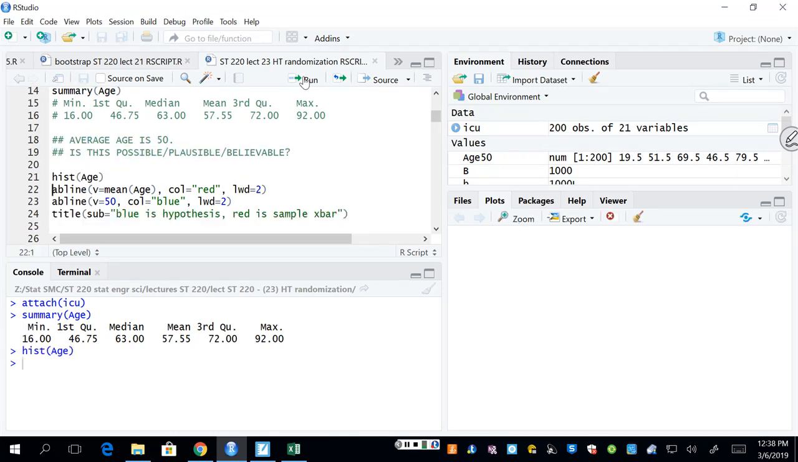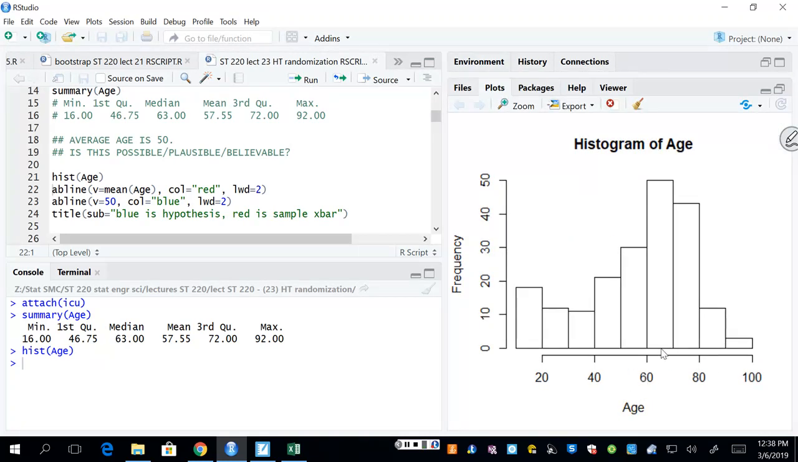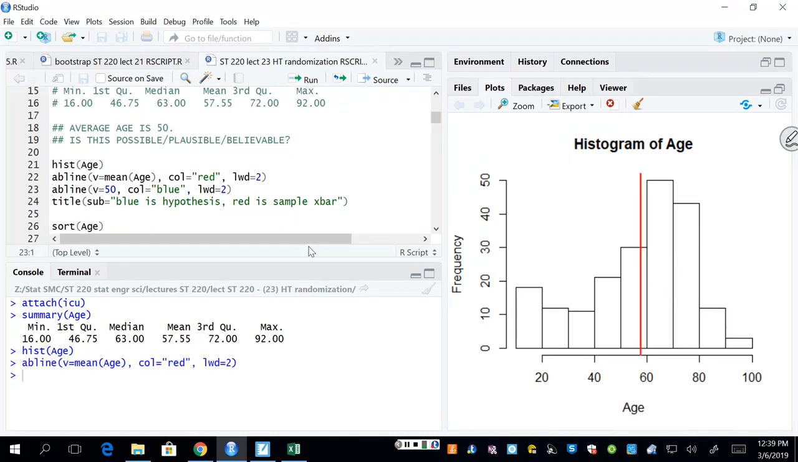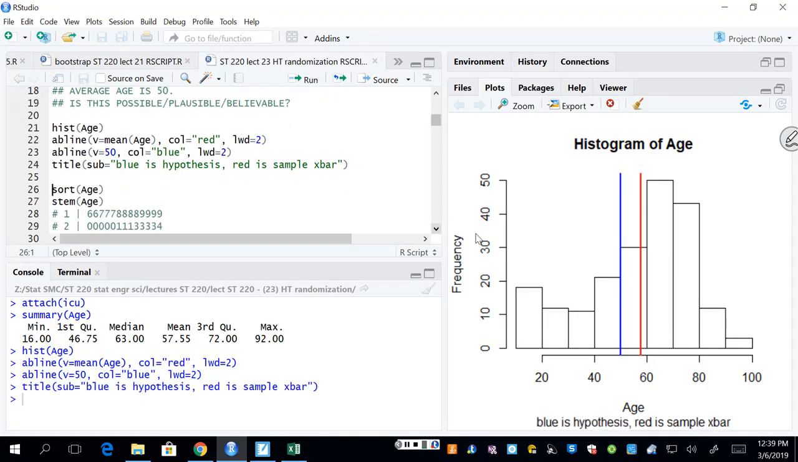Here is the histogram of the ages in the sample. You know, 50s, 60s, 70s, 80s maybe are quite common, but there's this little group down here that are in their teens and 20s that happen to come in for different reasons. There's the 57 average, and next to it, there's the 50, the claim. You can put little titles. The blue is the hypothesis value, and the red is the X bar. Is that X bar too far away for us to believe that the average is 50?